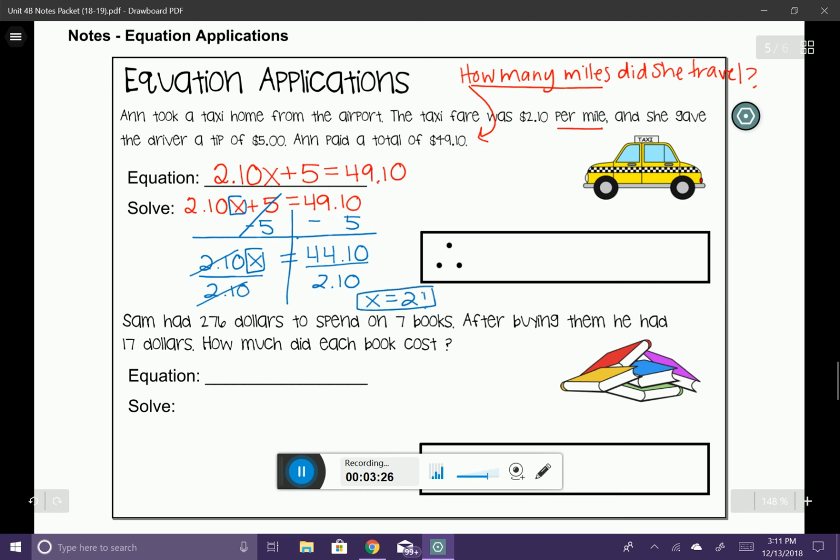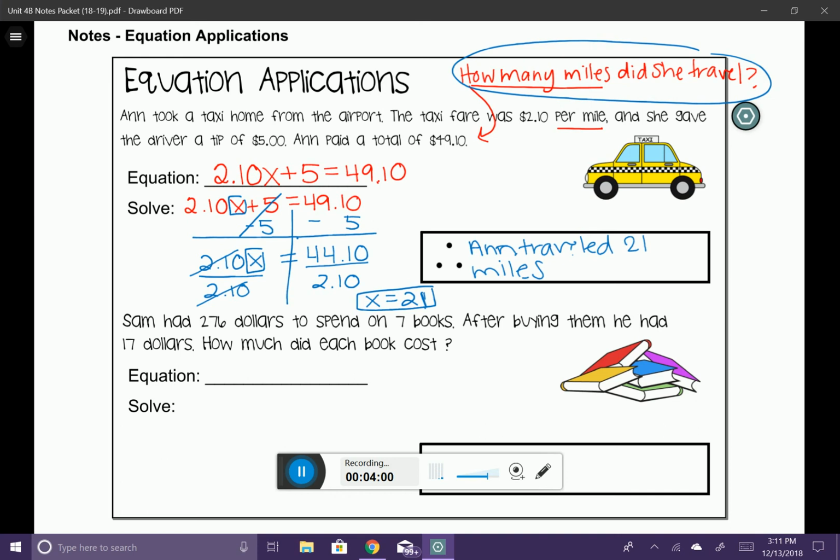Now, you can see these three little dots off to the right-hand side. This means therefore. This is kind of like recapping or restating your problem. So the question was, how many miles did she travel? So what we want to do here is say, therefore, Anne traveled 21 miles. You can also be more explicit. You could say Anne traveled 21 miles home from the airport if you like, but this will suffice. All right, let's look at another example.